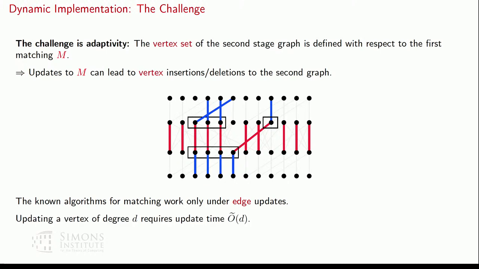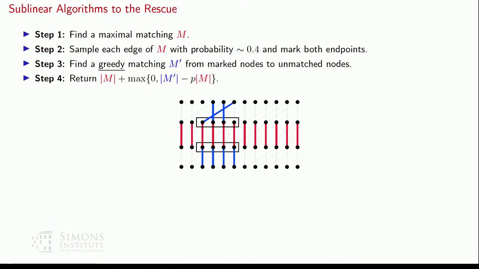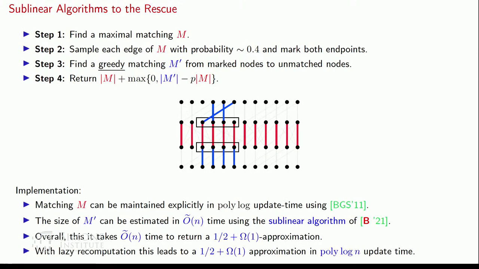But to get around this, you can use sublinear algorithms. The way we can use sublinear algorithms is as follows. First of all, we maintain the matching M, the first matching, explicitly using the existing polylogarithmic time or constant time algorithms for maximal matching. Then, instead of finding the second matching M', which would require n squared time if in one shot we just want to compute this matching, as I told you, finding the edge set of any constant approximate matching requires time linear in the number of edges. But instead of that, suppose that we just estimate its size. And for that, we can already use the greedy half approximate algorithm, which can do this in order n time.